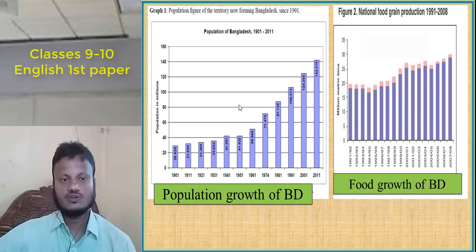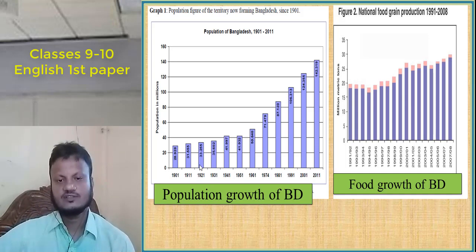One is population growth. Here you can see that the population is increasing rapidly. The population is increasing rapidly, but our food is increasing only slowly. That means the growing population and the food growth are not keeping pace with each other. The population is growing more and more, but the food growth of Bangladesh is not growing like this.